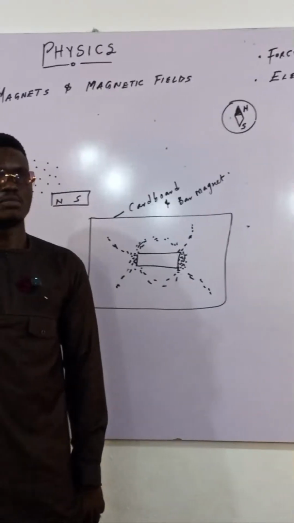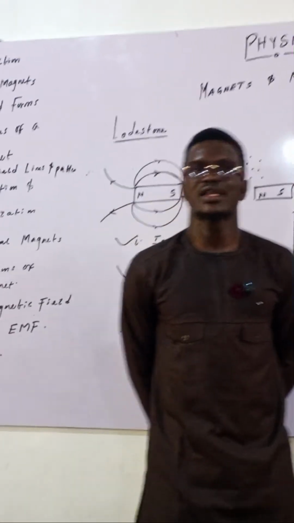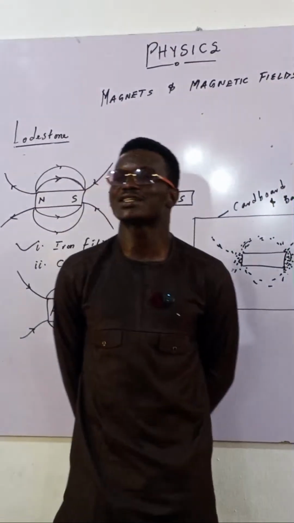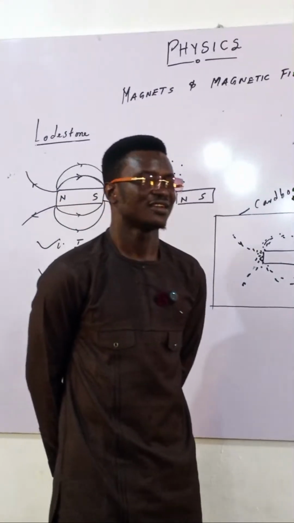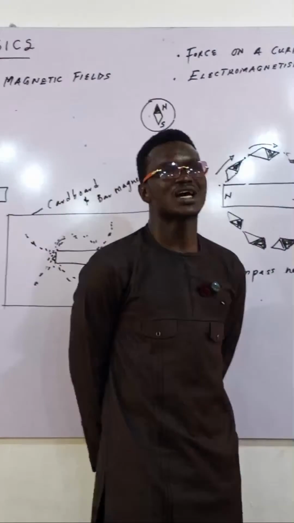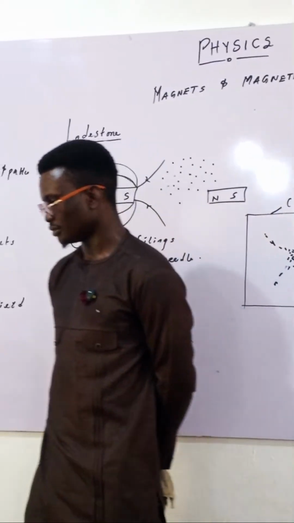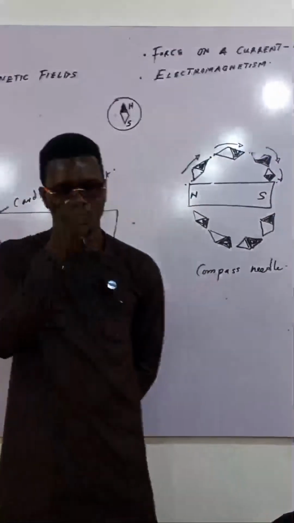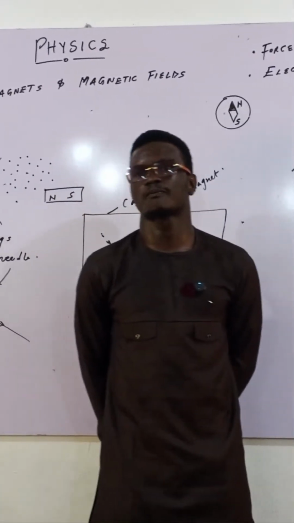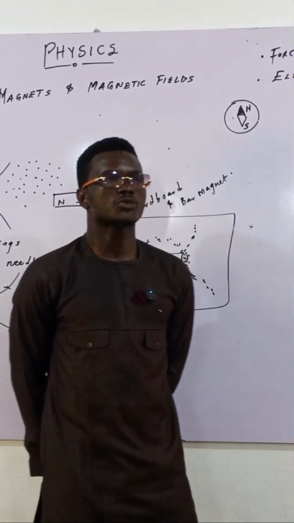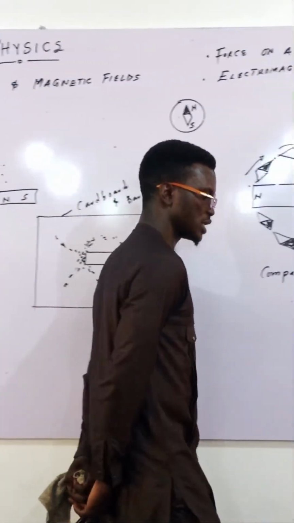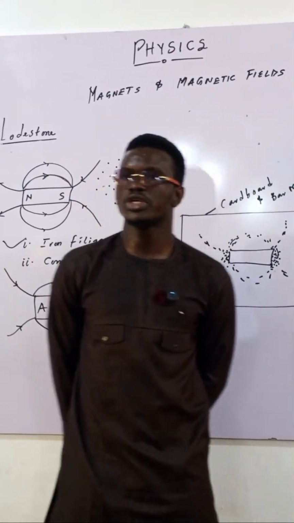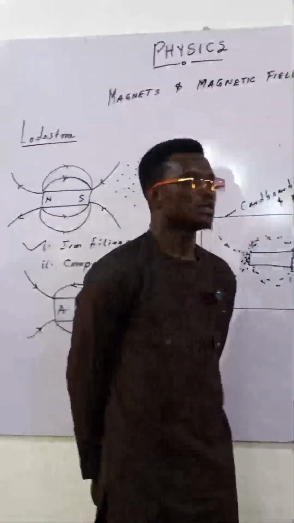Are you with me? Yes. Magnetic field line is defined as an imaginary line of force around a magnet through which the north pole of a magnetic compass tends to move.